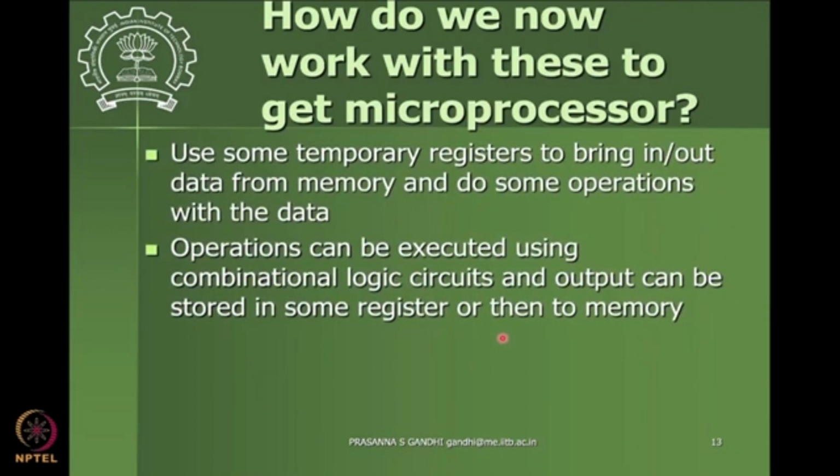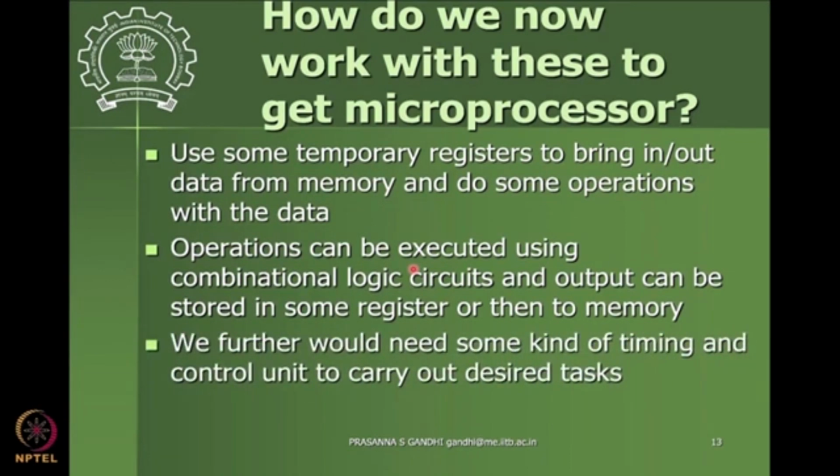So we want to have a microprocessor which will consist of some temporary registers and some memory. Then you can put in some combination logic circuits to do addition, subtraction operations, and logic operations. All those things can be put together, and then we will need a timing and control circuitry, the way we had these 4 pulses coming up, a similar timing circuit to execute the desired task.